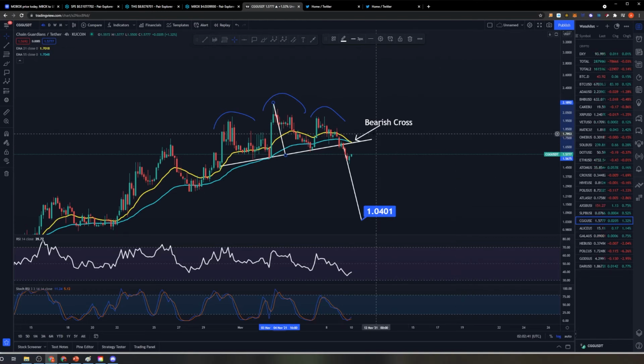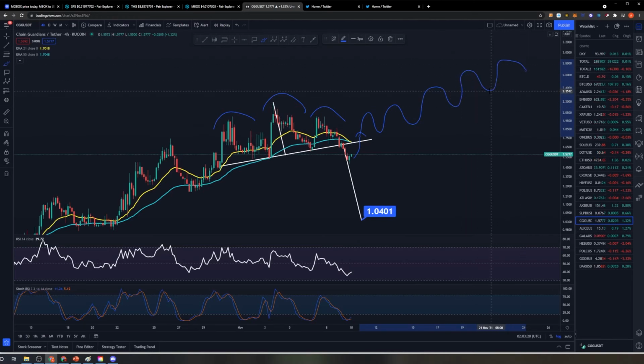Not really. Just because we've identified a technical target, it doesn't always need to play out. You can still invalidate the head and shoulders pattern. How do you do that? How you invalidate this pattern is just go and break the neckline. And then this pattern can be invalidated and you're on your merry way back to a bullish continuation.